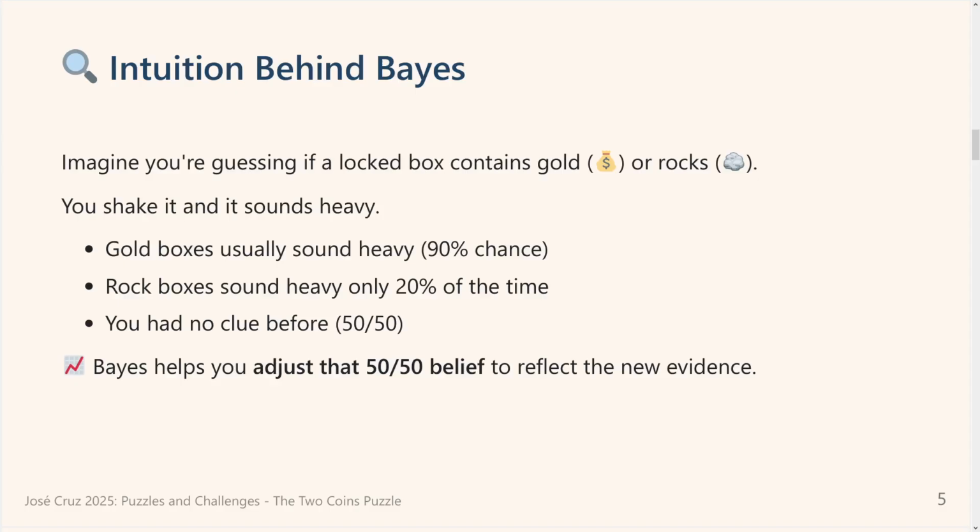So you have a good guess, maybe this is gold, but you are not quite certain of that. But you also know that rock boxes sound heavy only 20% of the time. So it can be rocks there. Because sometimes you say, I'm sure that is gold because that's how it sounds. But sometimes I'm wrong, and I'm wrong at least 20% of the time. But you have no clue.